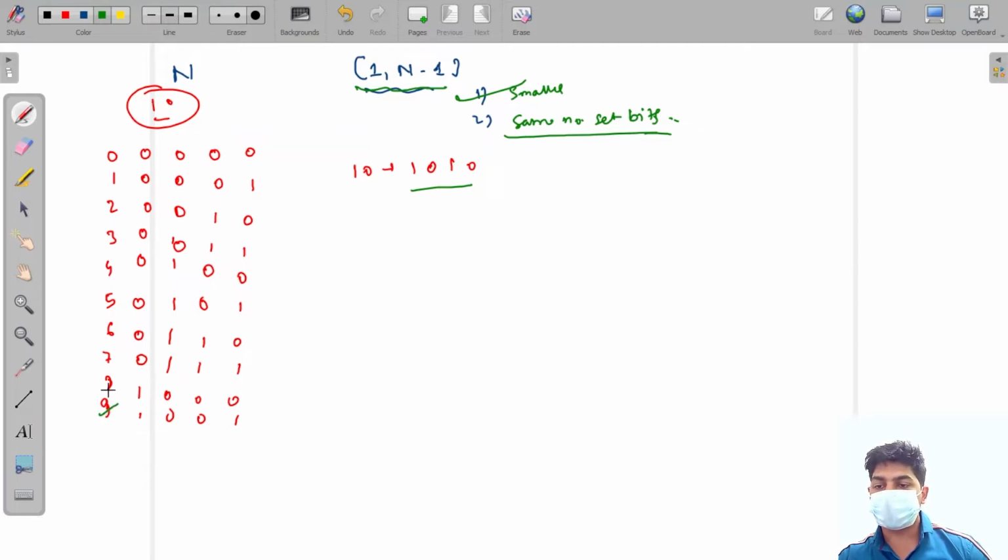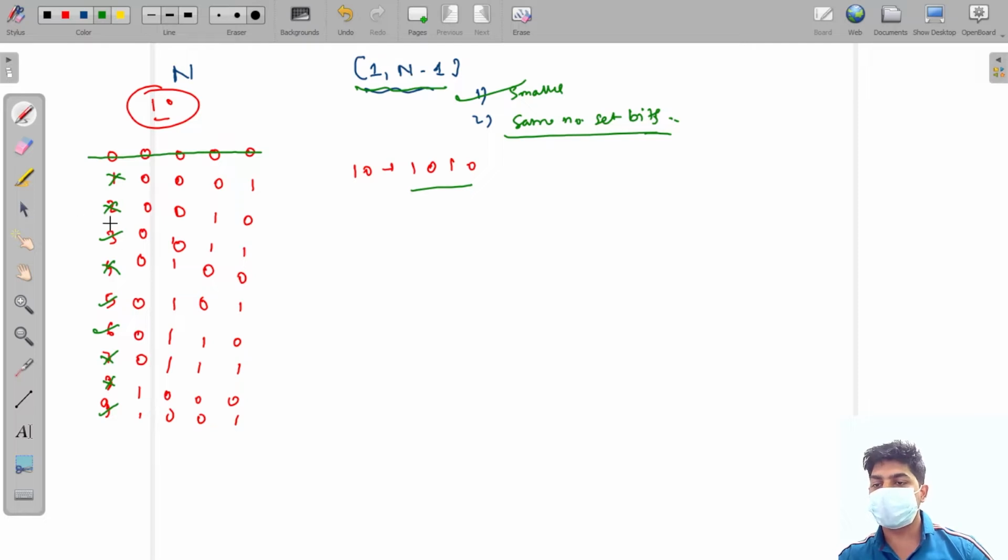Now consider 8. No, 8 is not an answer, since the number of set bits here is 2, and here it is 1. Similarly for 7, the number of set bits is 3, here it is 2, so 7 will not be an answer. 6 is an answer, since it has 2 set bits. 5 is also an answer. 4 is not an answer. 3 is an answer. 2 is not an answer. 1 is not an answer, and we do not consider 0, since we have to consider the range 1 to n minus 1.